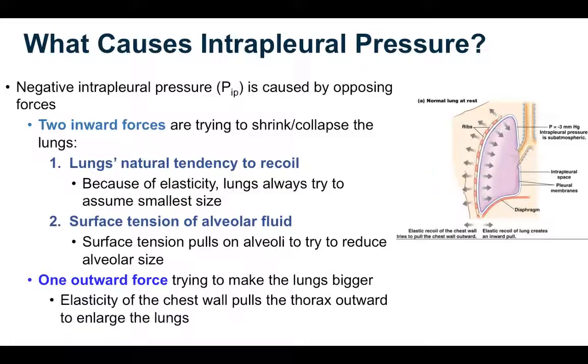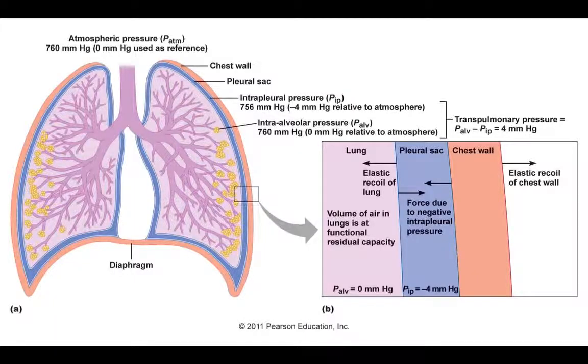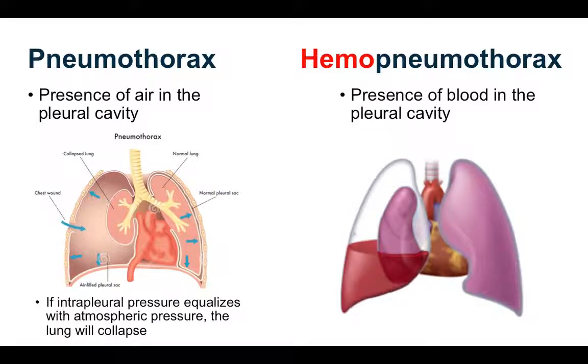So we have these two forces inside the lung that are trying to make that lung shrink down as small as possible. Then we have one force outside the lung that is trying to pull the lungs out and make them bigger. This is the elasticity of the chest wall that's pulling the thorax outward. The battle between these three forces, the two pulling the lungs in and the one pulling the lungs out, those two opposing forces are going to cause this negative intrapleural pressure.